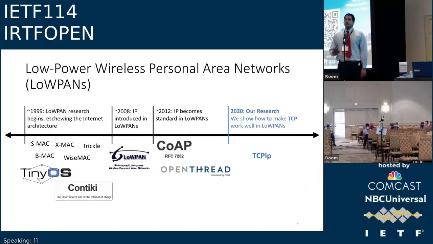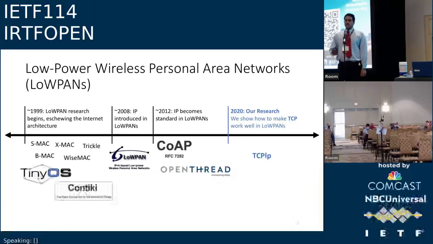So a natural question is whether, to get that kind of pervasive adoption of low-pans, we should adopt not only IP, but also the broader set of IP-based protocols, including TCP. In this context, our work completes the transition of low-pans to an IP-based architecture by showing how to make TCP work well in low-pans. And our research artifact is TCP-LP, a performant TCP stack for low-pans.